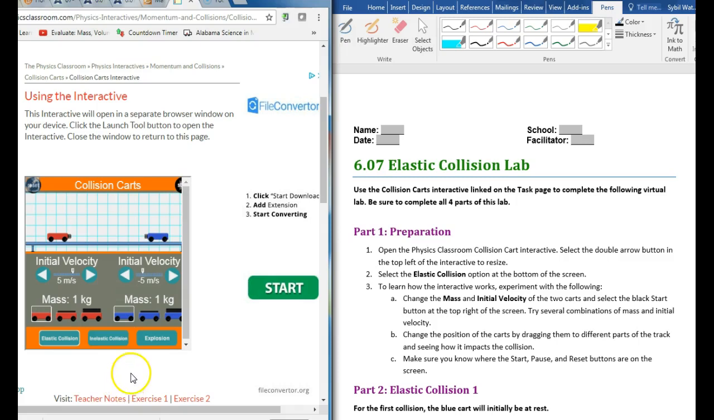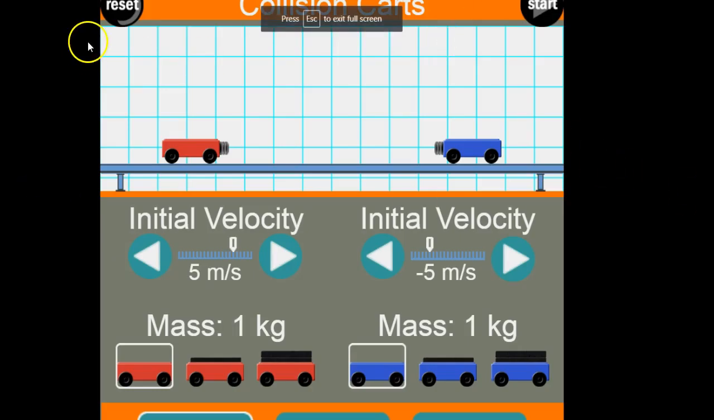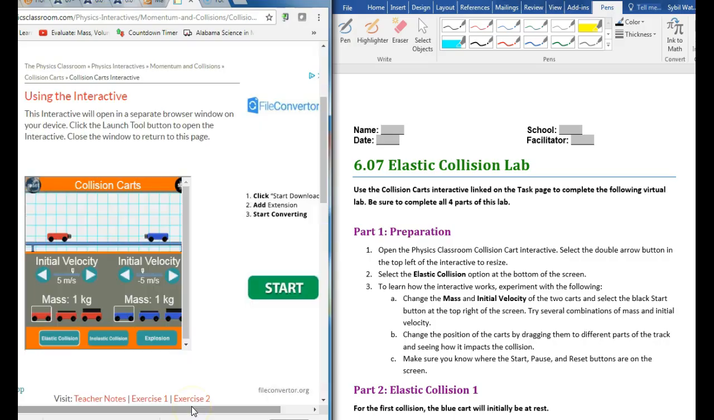So, starting with the first instruction, it says to select the double arrow button in the top left to resize. So we can make it lots larger. Okay, so we can see what's going on there. I'm going to minimize it though so I can see the instructions again, but that's how you can make it larger. Alright, you can change the mass here on the bottom, and you can change the velocity using these. You can make the velocity positive, or you can make the velocity negative.